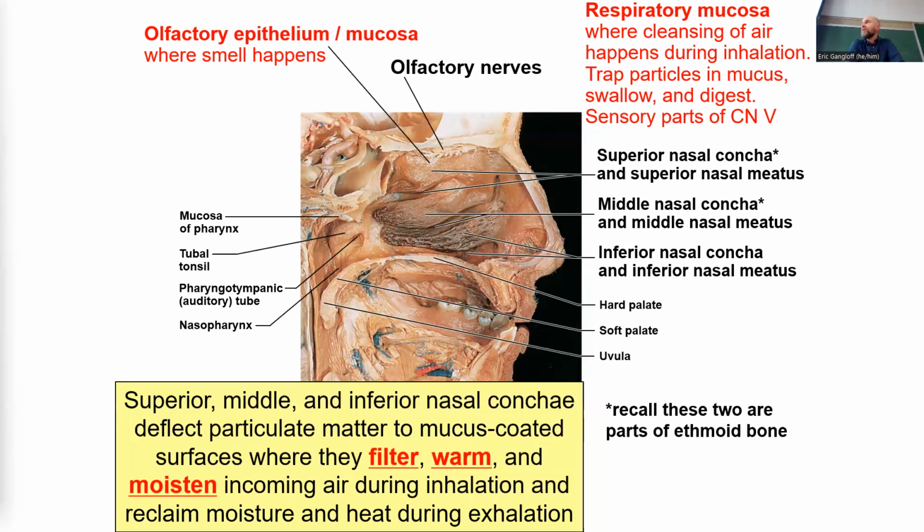What's interesting is that on the way out, they also perform functions of reclaiming some of that moisture before you exhale and reclaiming some of that heat before you exhale. You don't need to give off all of your heat when you move your air out. Although obviously the air you move out is generally warmer than the air that's moving in.